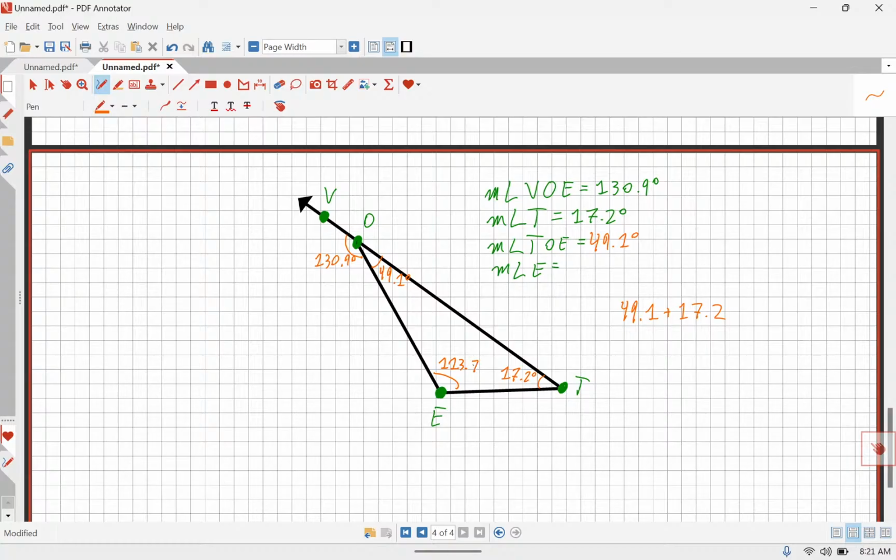How many of us got that those missing angles are 49.1 and 113.7, or see how we got that and aren't too concerned? You guys doing okay out there? Beautiful. Let's get a little practice with this.